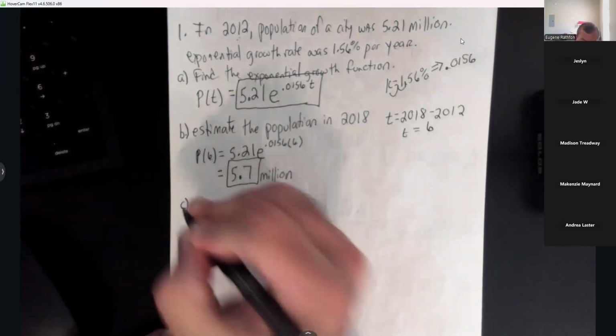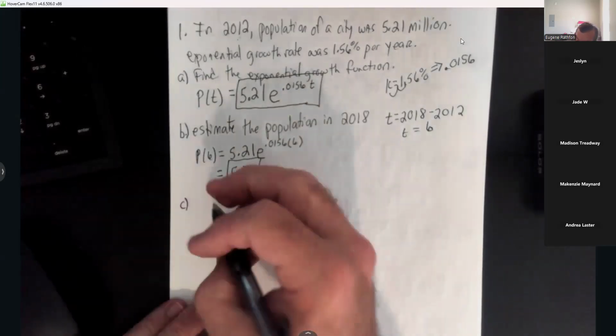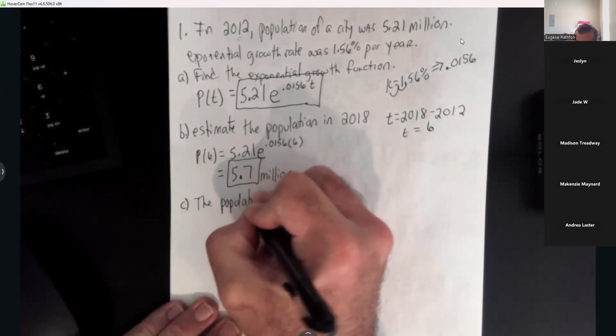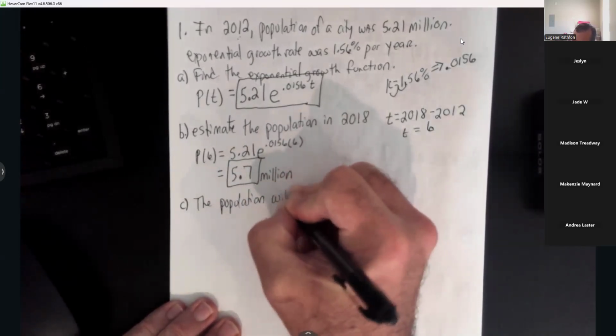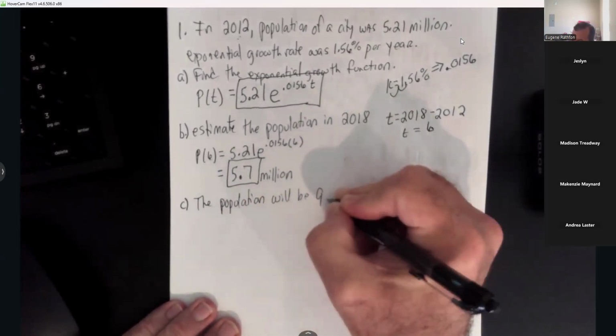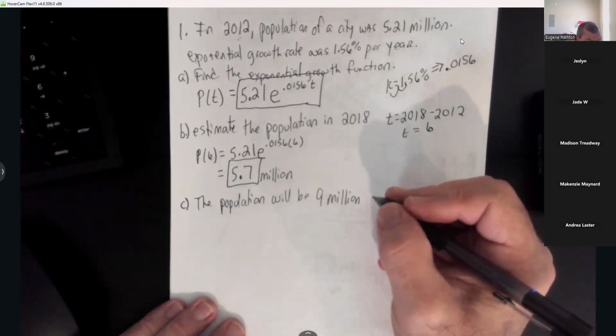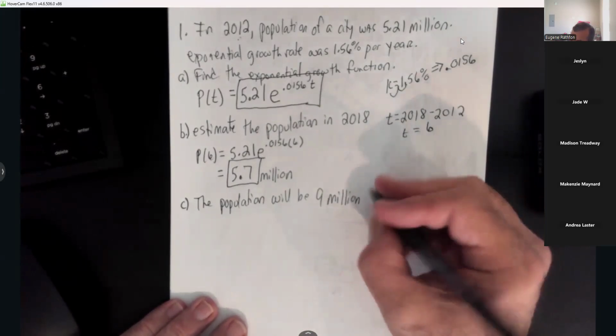So for C, the population will be 9 million in about blank years.